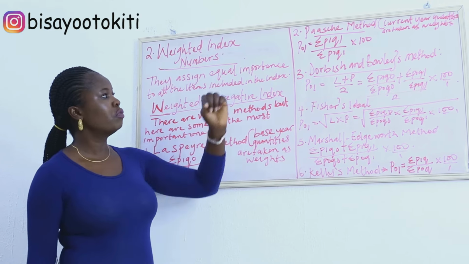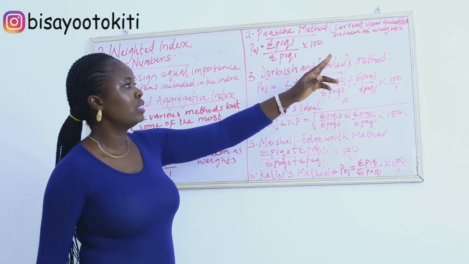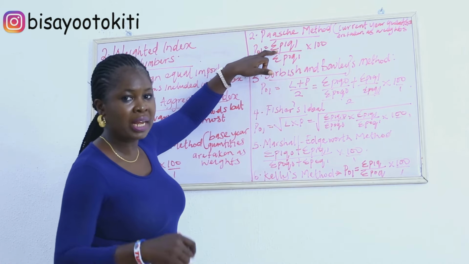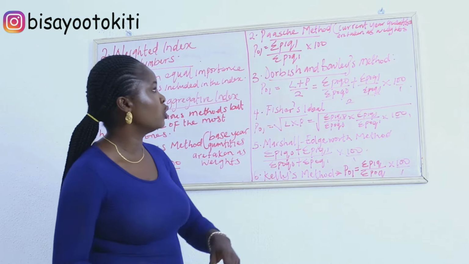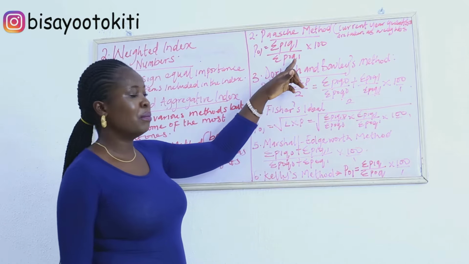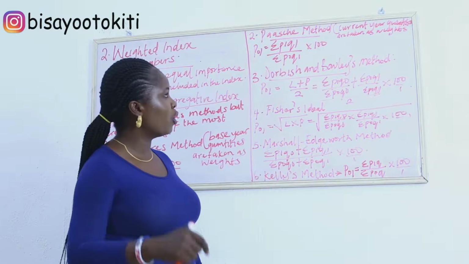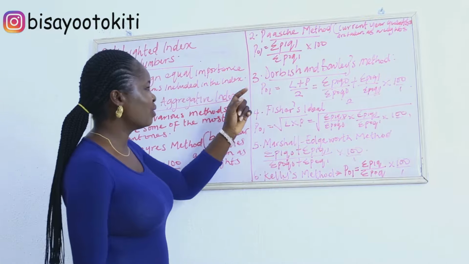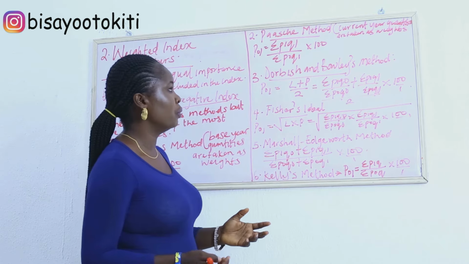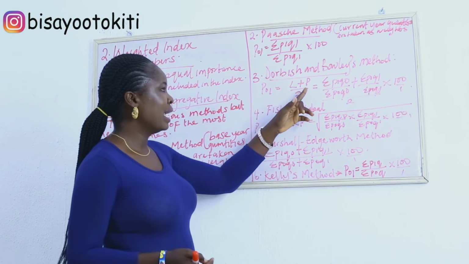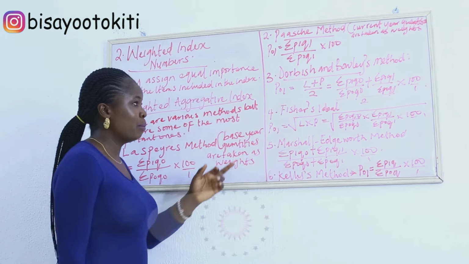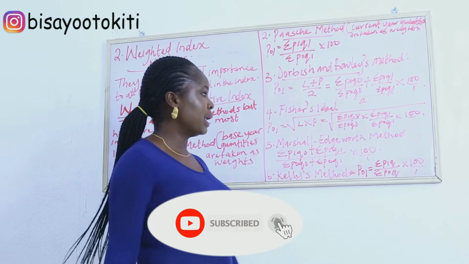It does not stop there. We move to Paasche's method, where the current year quantities are taken as weight. Then we have summation of P1, the price of the current year, multiplied by Q1, the quantity of the current year, all over summation of P0, the price of the past year or the base year, multiplied by the quantity of the current year, multiplied by 100. Then the third one is Drobisch and Bowley's method, which is just simple. It brings Laspeyres and Paasche together and divides by 2. So the formulas for Laspeyres and Paasche are added together, divided by 2, multiplied by 100.